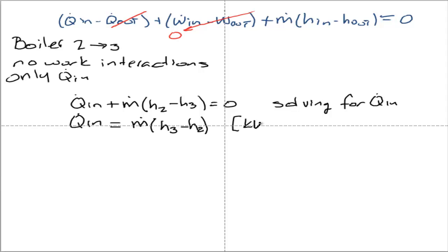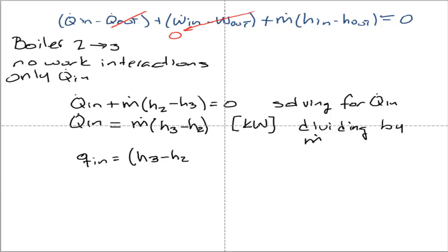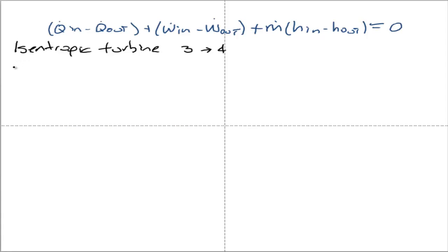So again, this is kilowatts, and if we divide by mass flow rate, we're going to get a specific heat, the heat per unit of kilogram that we need to add to the water in order to take it from state 2 to state 3. And this is in kilojoules per kilogram. So these are the two ways that we are defining.